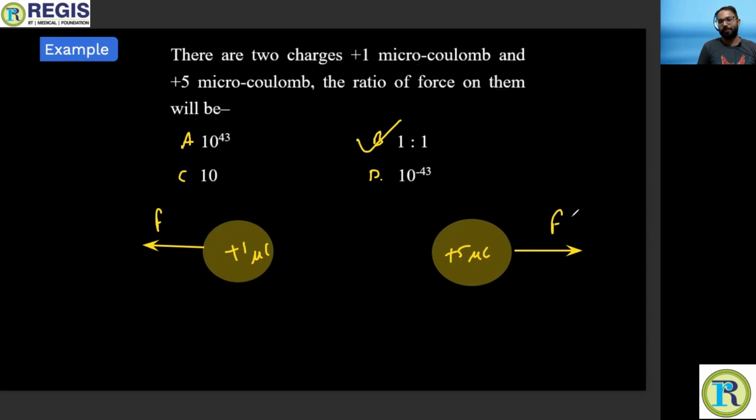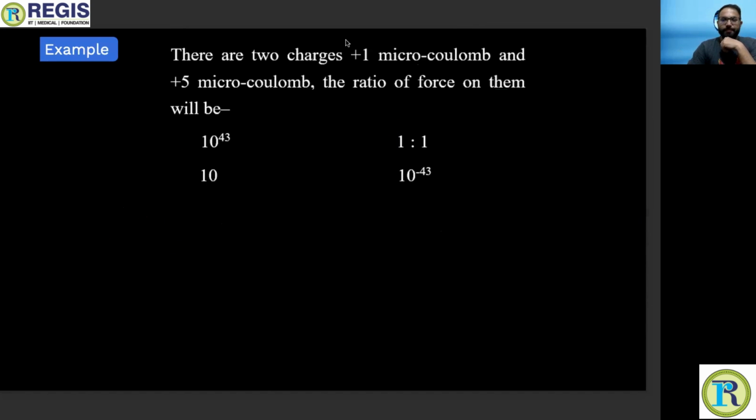Its value is given by K times Q1 Q2 divided by D square, and again its value is the same, K times Q1 Q2 divided by D square. So the ratio of forces on each other will be 1. Any doubt, any confusion so far? Clear? Okay.